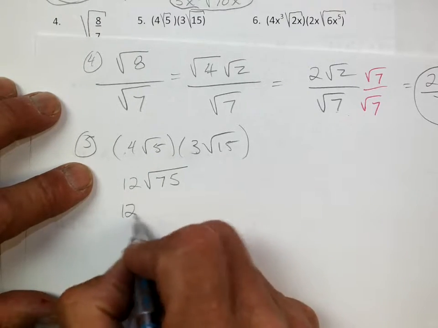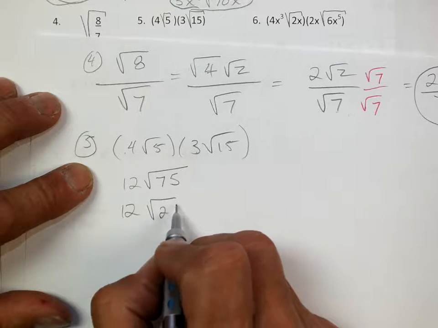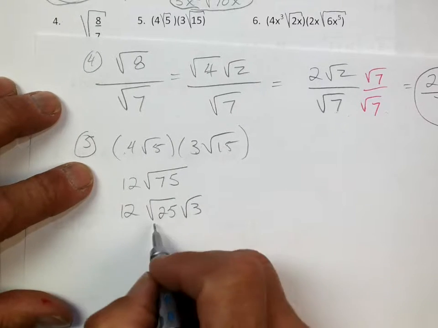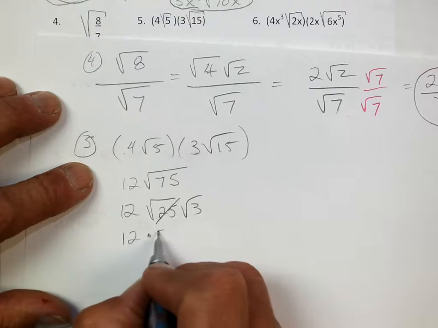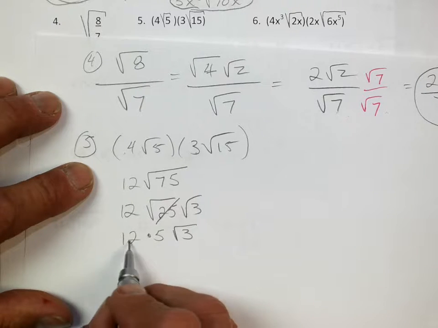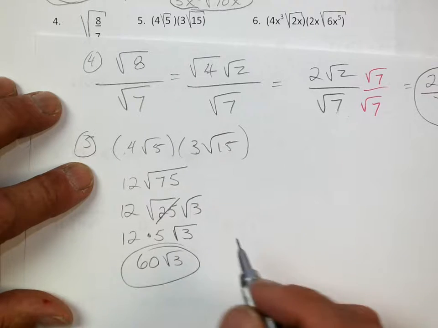So then that's a 12, and the square root of 75. We can break that up. We can break it up to 25 times 3. And I want 25 because 25 does have a square root. Okay, so then I'm going to take the square root of 25, which is 5, and then 12 times 5 is 60 times the square root of 3.